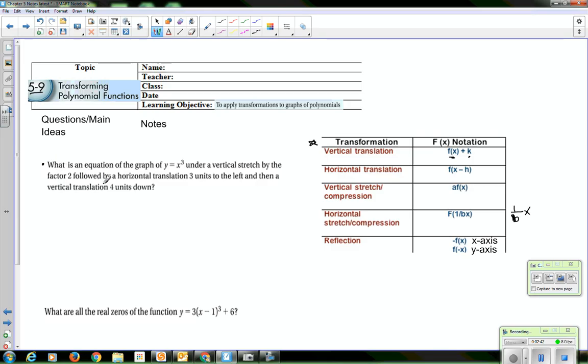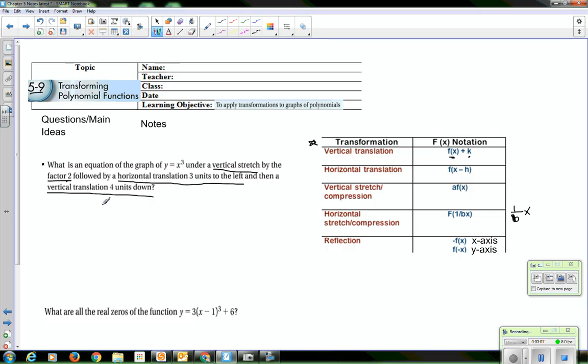What is an equation of the graph of y equals x cubed under a vertical stretch by a factor of 2, followed by a horizontal translation 3 units to the left, and a vertical translation 4 units down?